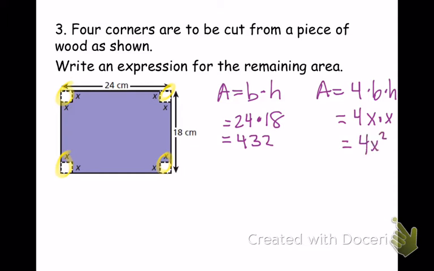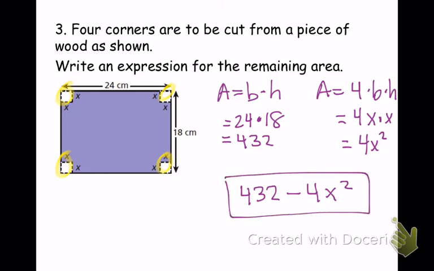And remember, since we're removing the pieces, we're going to be subtracting, so my answer should be 432 minus 4x squared. And this is my final answer. We subtract again because we are removing, and we cannot subtract 432 with 4x squared because they're not common terms. So go ahead and start working on your practice pages, and good luck.